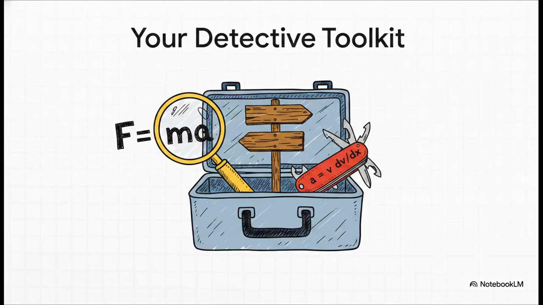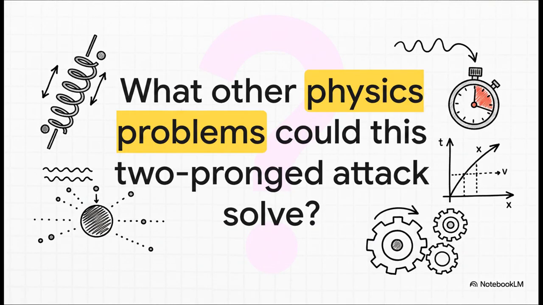So, what's the big takeaway here? It's not just about this one formula, it's about the strategy. So let's add these to your detective toolkit. 1. Always start with the fundamentals, like F equals ma. 2. If you run into unknown constants, don't panic. It's a clue that you need to find another relationship. And 3, remember that a equals v times dv by dx is your secret weapon anytime a problem connects force, velocity, and distance. This two-pronged attack, where you find two different relationships to solve for an unknown constant, is an incredibly powerful strategy.